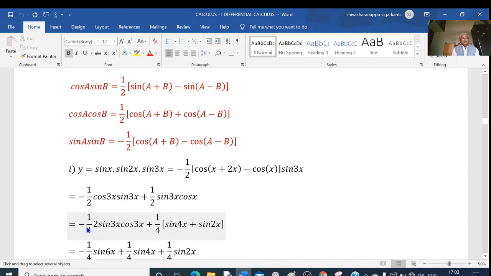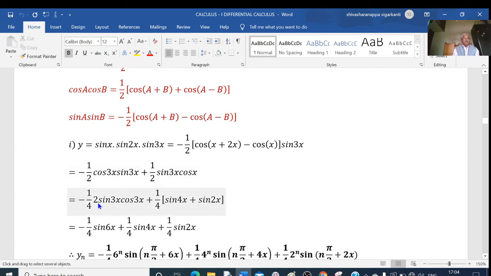This becomes 4. The minus 1 by 4 into 2 sin 3x into cos 3x plus 1 by 2 as it is. This is sin cos. Sin cos can be written as 1 by 2 into sin plus sin. So already 1 by 2 was there. Now this becomes 1 by 4 into sin plus sin. Sin of the first one is addition, second one is the subtraction. Sin of 3x plus x is 4x, sin of 3x minus x is 2x. So that is simplifying this.